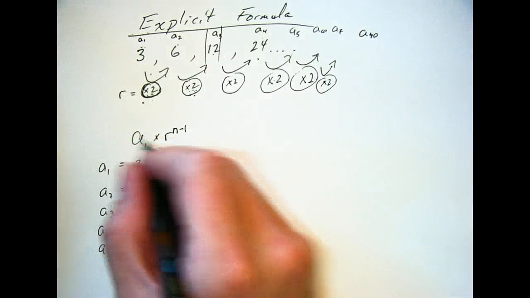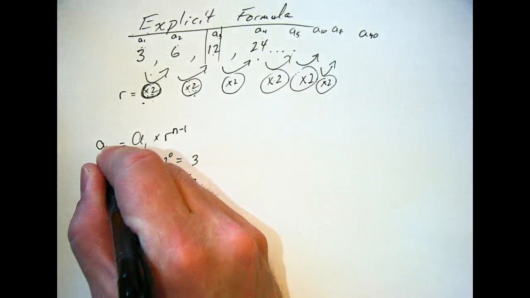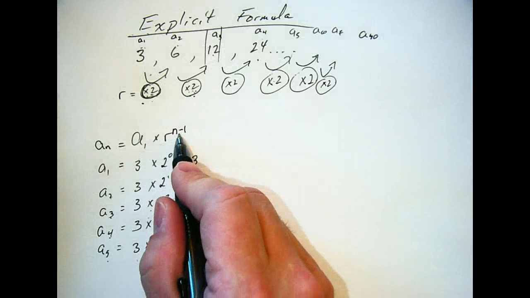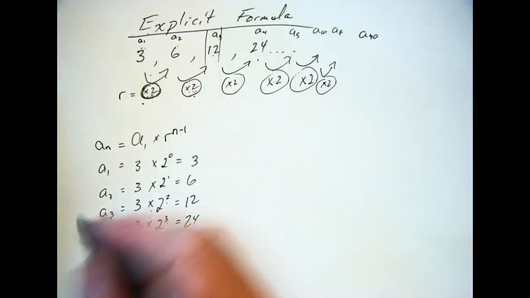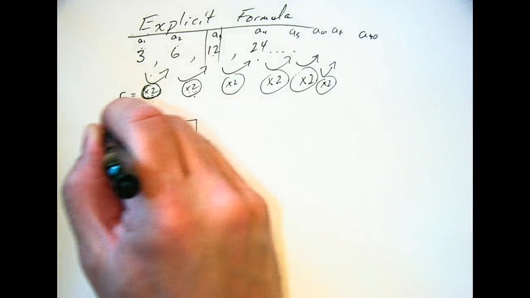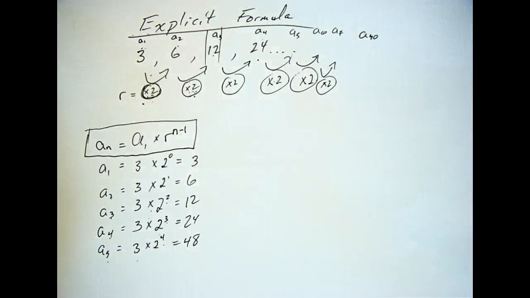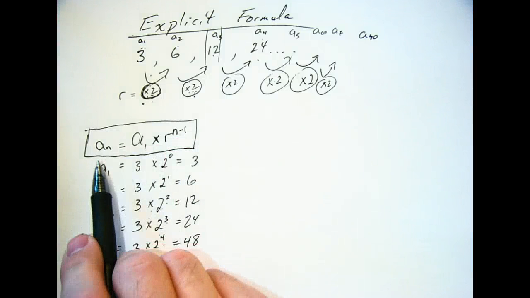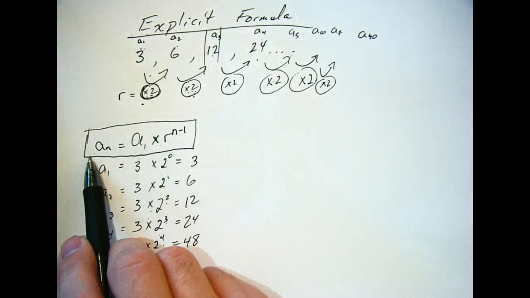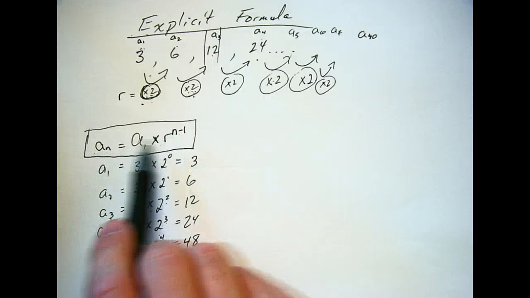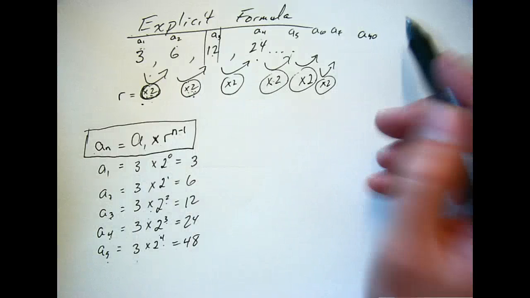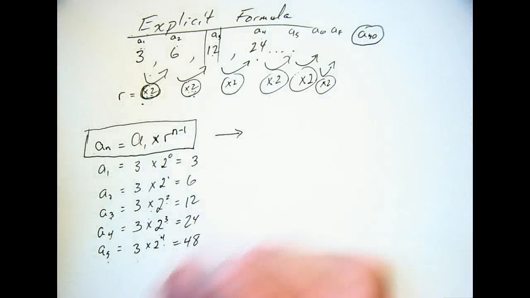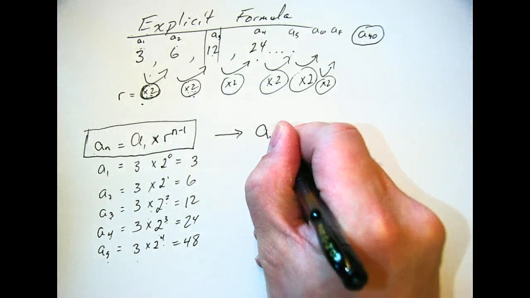Okay, that is your explicit formula. A sub n, whatever thing we want to find, is equal to a sub 1 times r to the n minus 1 power. This is your explicit formula. If you want to find a specific term, you've got to use this formula. So if we wanted to find the 40th term, a sub 40, using this formula, I want you guys to find a sub 40.